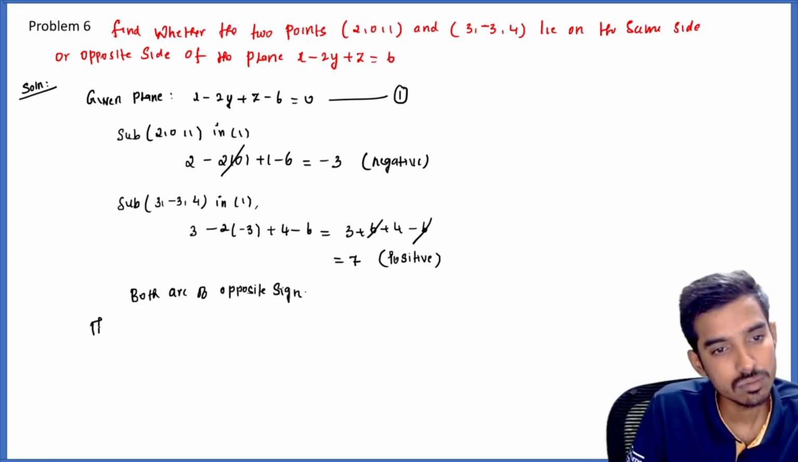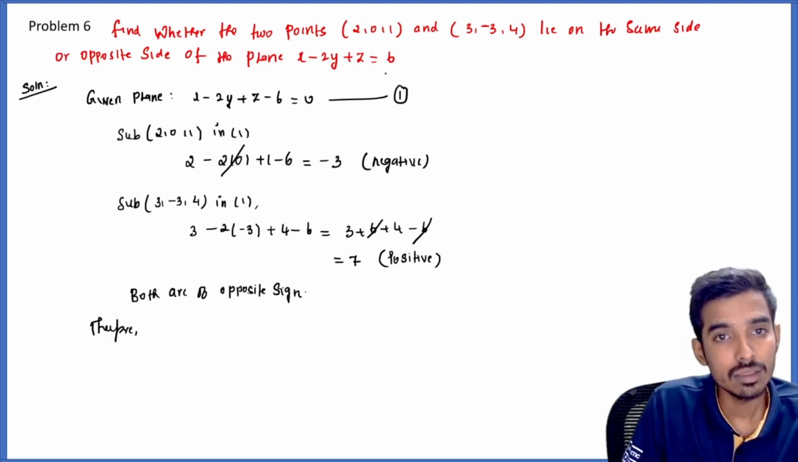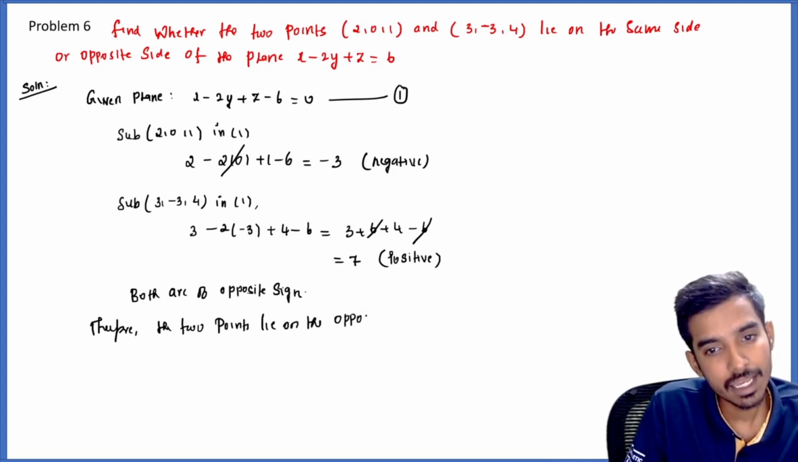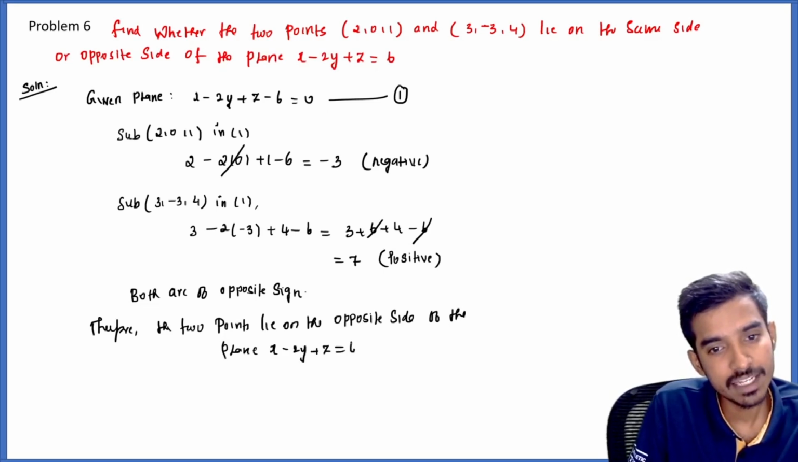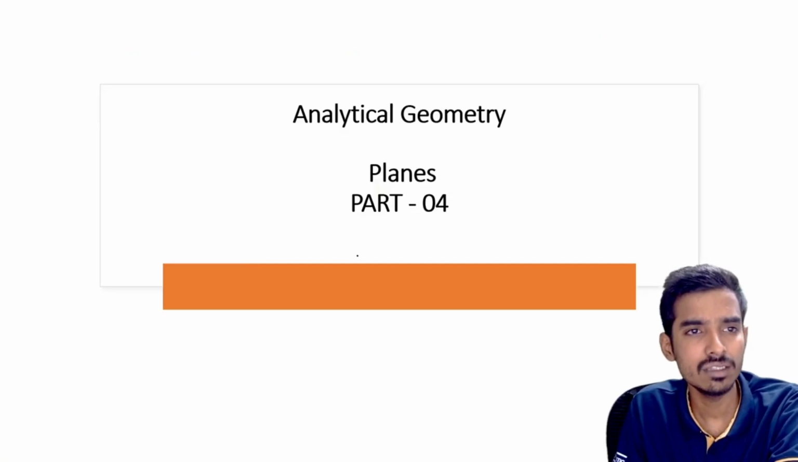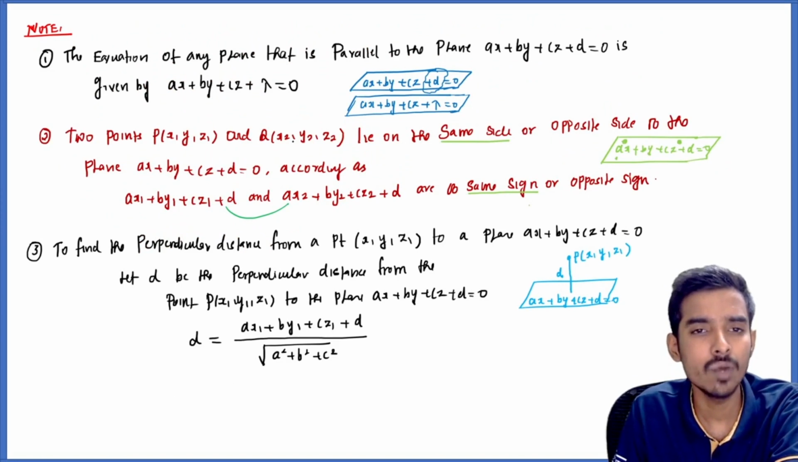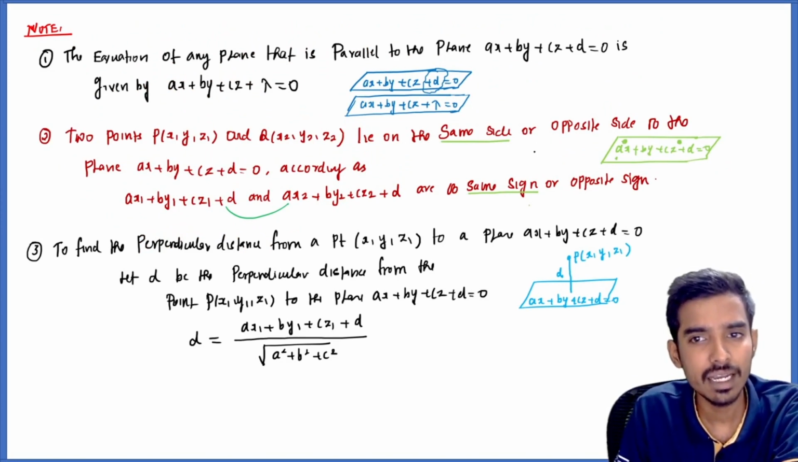Therefore, the 2 points lie on the opposite side of the plane 2x minus 2y plus z is equal to 6. So this problem is based on note 2. Note 2 is: 2 points x1 y1 z1 and x2 y2 z2 lie on the same side or opposite side of the plane according to whether these two are of the same sign, meaning same side, or opposite sign, meaning opposite side.